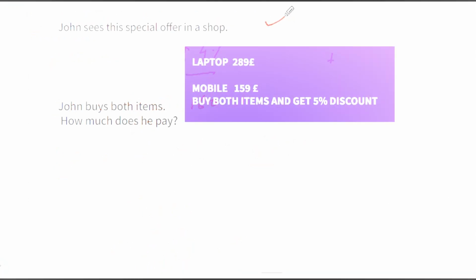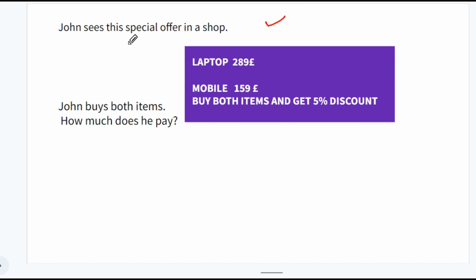Okay, look at this question now. John sees this special offer in a shop. Laptop cost £289, mobile cost £159. What they are offering you: buy both items and get 5% discount. Now John buys both items, meaning he is buying the £289 laptop and the £159 mobile. So now how much does he pay?